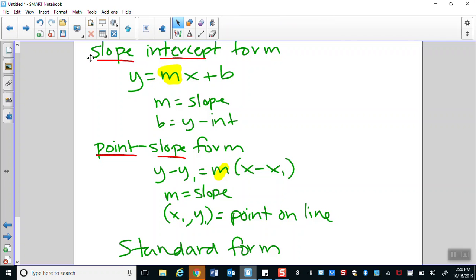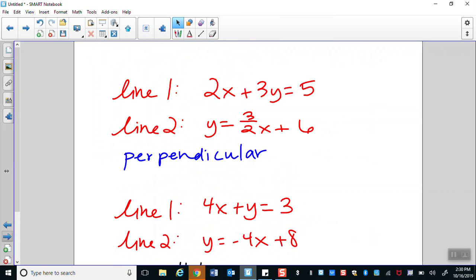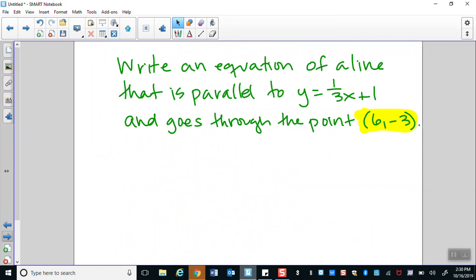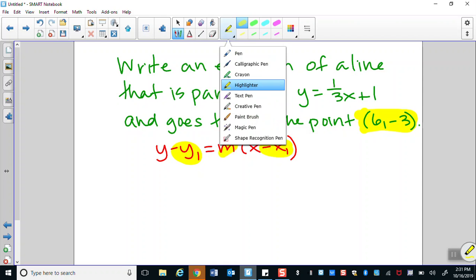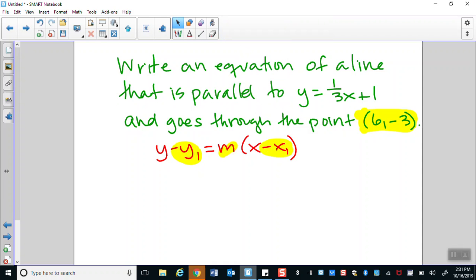Since we have a point, the one that makes the most sense is point-slope form. So let's go back to our example, and we're going to use point-slope form. Write it here for your reference: y minus y1 equals m parentheses x minus x1. We're just going to fill in 3 numbers: the y1 and the x1 from the point that we're given, and then the m. Okay, so we have the point.